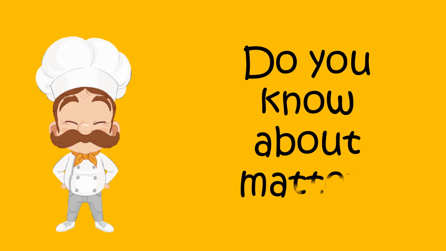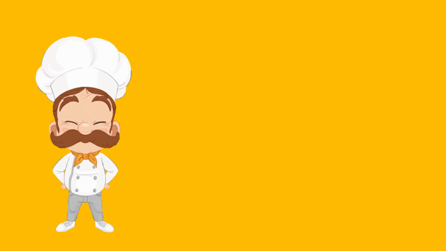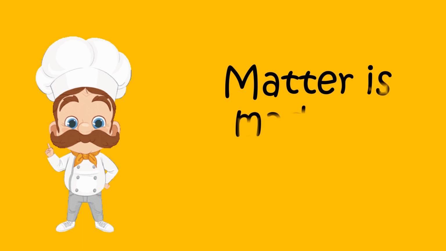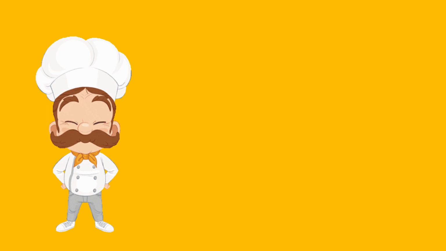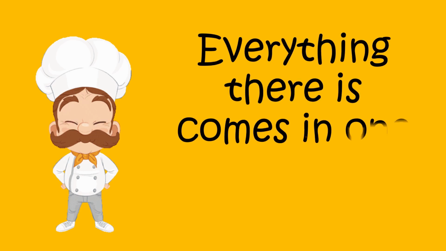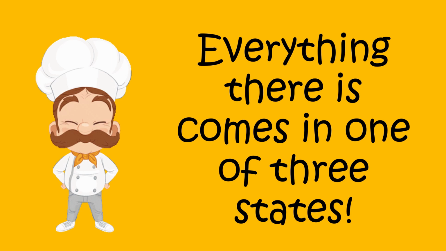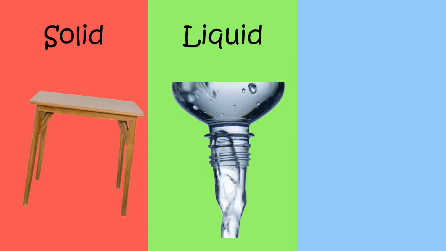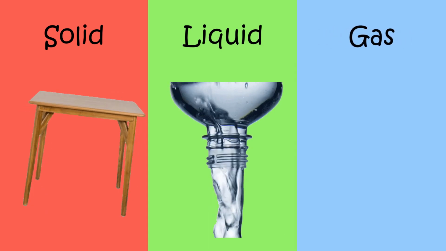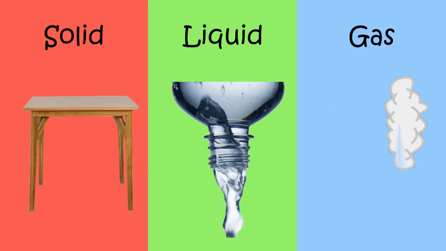Do you know about matter? Matter is made of particles. Everything there is comes in one of three states. For the first, solid, like a table. Second, liquid, like water. And the third, gas, like smoke.